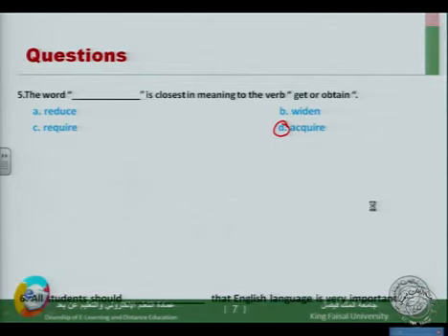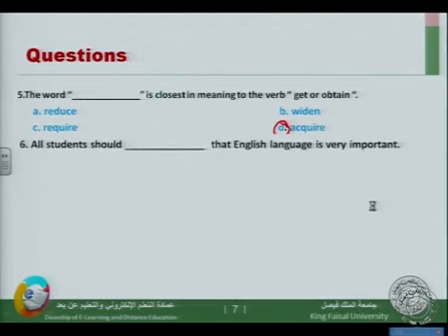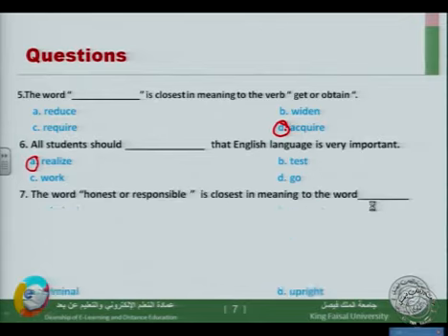All students should realize that English is very important. Should, realize, test, work, go. The answer is: all the students should realize that English language is very important.